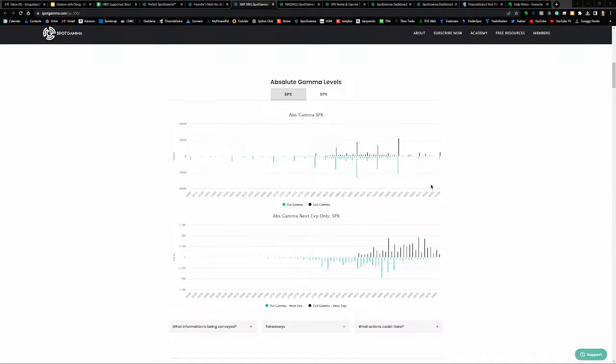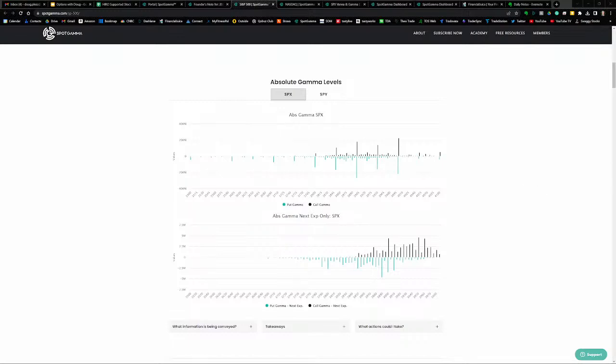And then the call wall is right there at 40.65, and that is otherwise not a very significant strike. It's just, by definition, the call wall is the strike with the largest net positive gamma, and that can be expected to act as resistance.